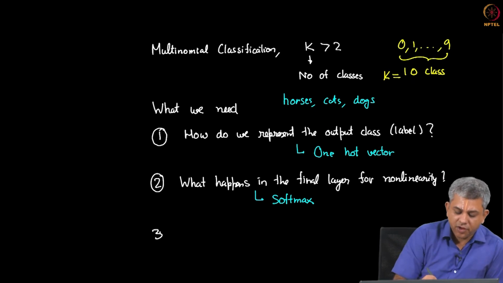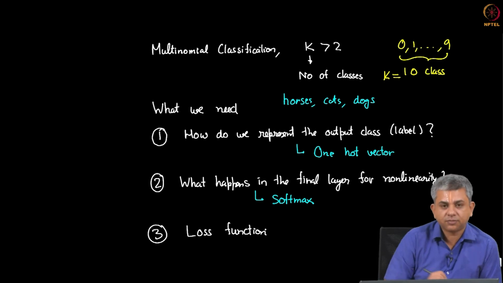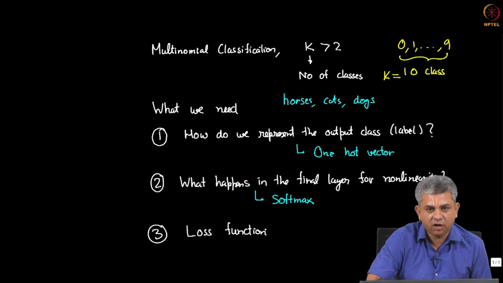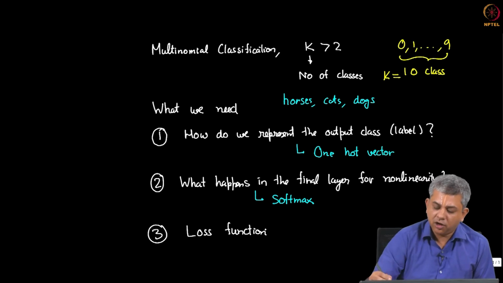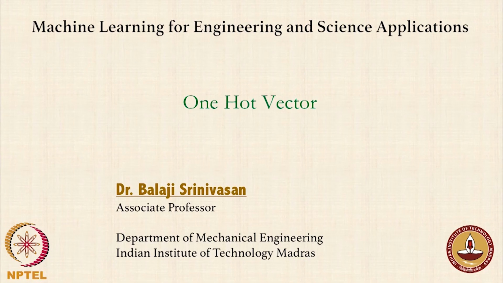Finally, we need to answer how we are going to calculate the loss or cost function for this case. We looked at the binary cross entropy as the cost function for binary classification. It turns out that we will use something very similar even for the multinomial classification. So, in the videos that follow, we will look at one hot vector, we will look at softmax, and we will look at the loss function for multinomial classification.